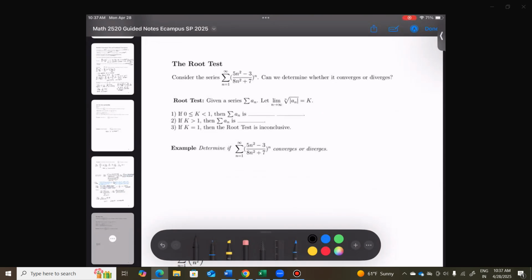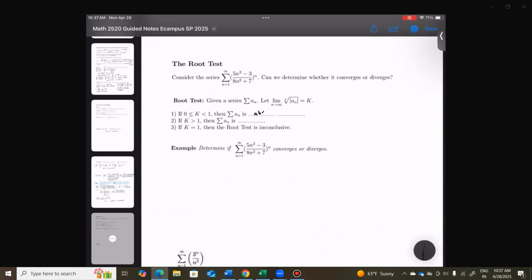Right, so given a series a sub n, we'll have the limit as n goes to infinity of the nth root of the absolute value of a sub n, and that's going to equal k. And if k is between 0 and 1, then we have absolute convergence. If k is greater than 1, then it's divergent. And if k is equal to 1, then the root test is inconclusive. This is one of the reasons these two are taught together. It's almost the same kind of rule in a sense.